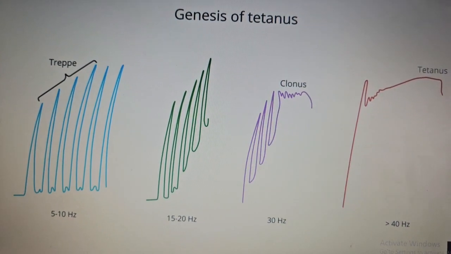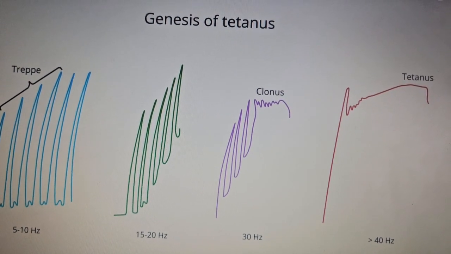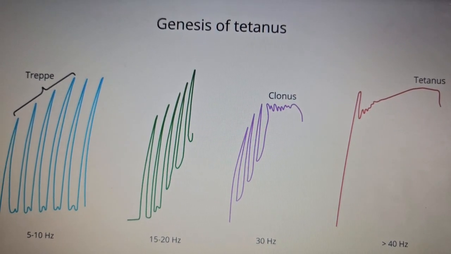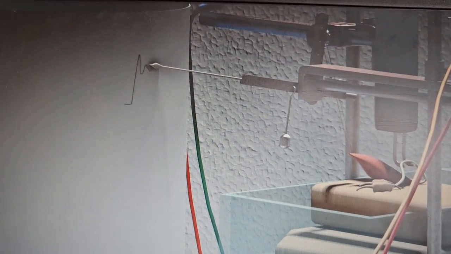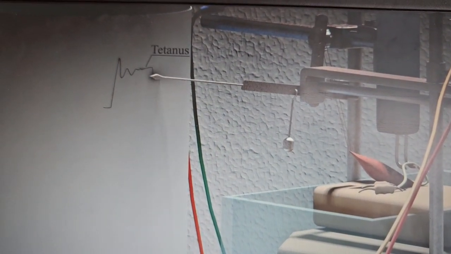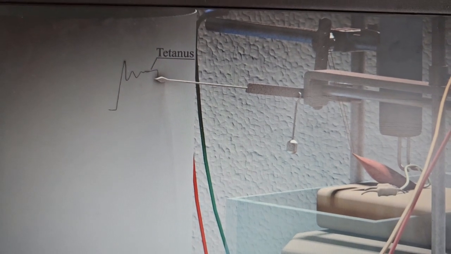The fourth graph shows tetanus. Tetanus is a state of sustained contraction. A muscle in tetanus remains in a state of tonic contraction without relaxation.